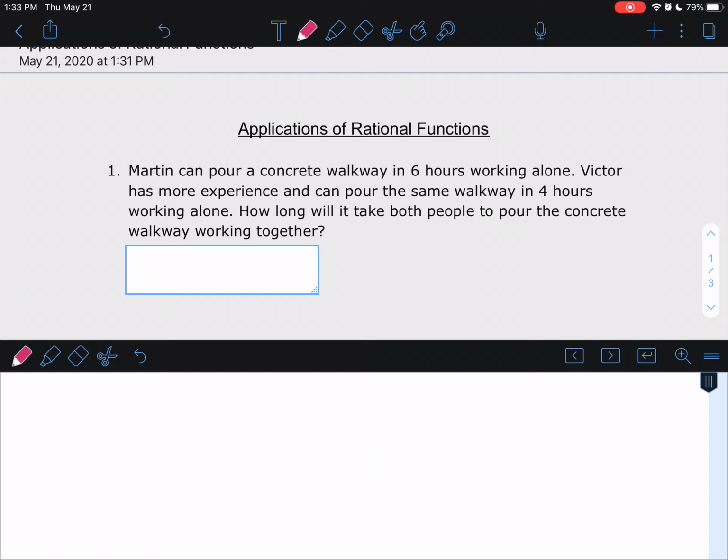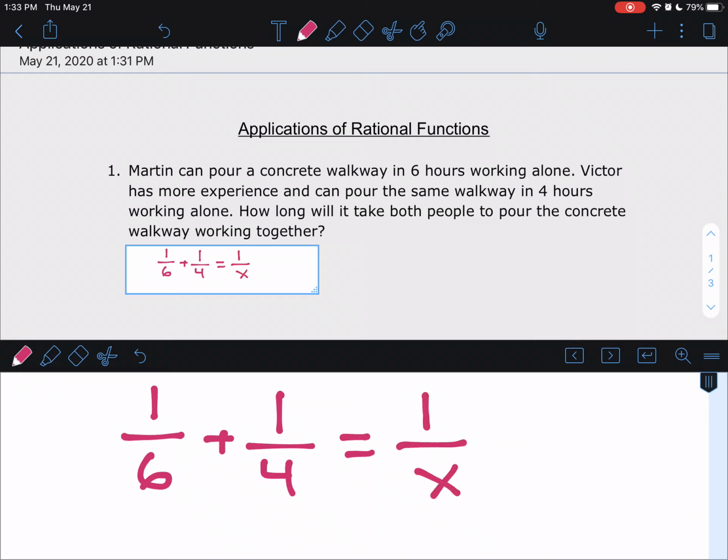So Martin can pour 1 walkway per 6 hours. Victor can pour 1 walkway per 4 hours. Together, we don't know how long it's going to take them, but they're still just pouring 1 walkway. We just don't know the hours.